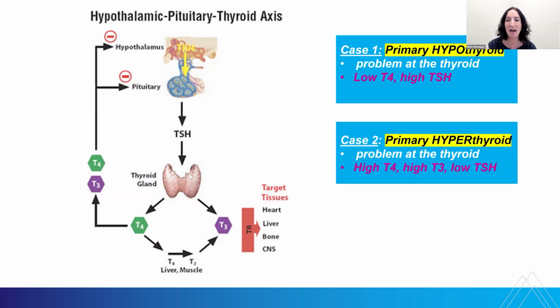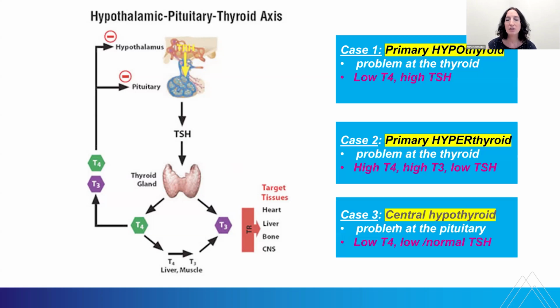Another common condition is primary hyperthyroidism. So this is a problem at the thyroid where the thyroid gland is producing or releasing too much T4 and T3, and that results in a low TSH. So here you have high T4, high T3, and low TSH. Much less common than primary hypothyroidism is central hypothyroidism, where there's a problem at the pituitary, whether there's a large pituitary tumor or someone underwent surgery of the pituitary gland, and there's a decrease or loss of TSH producing cells and a low T4. So in this condition, you're going to have low T4, and instead of a high TSH, it's going to be inadequate. So it'll either be low or normal.